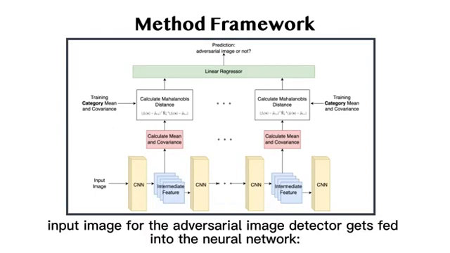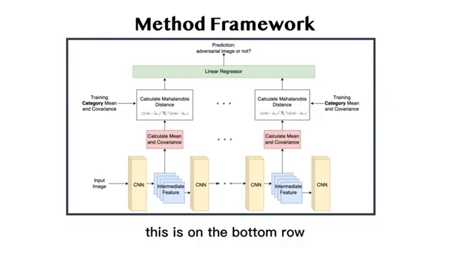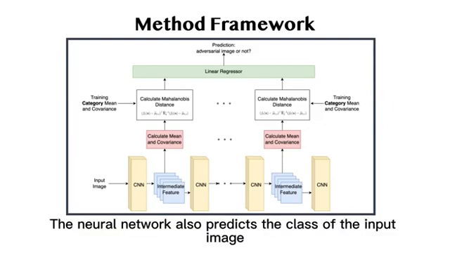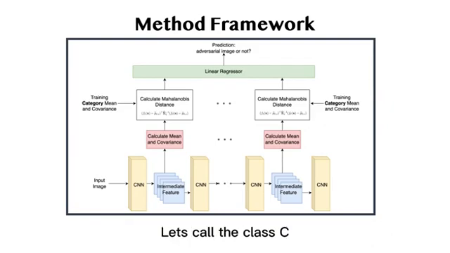Input image for the adversarial image detector gets fed into the neural network. This is on the bottom row. The mean and covariance of the result of the input image after certain operations is calculated. The neural network also predicts the class of the input image. Let's call the class C.